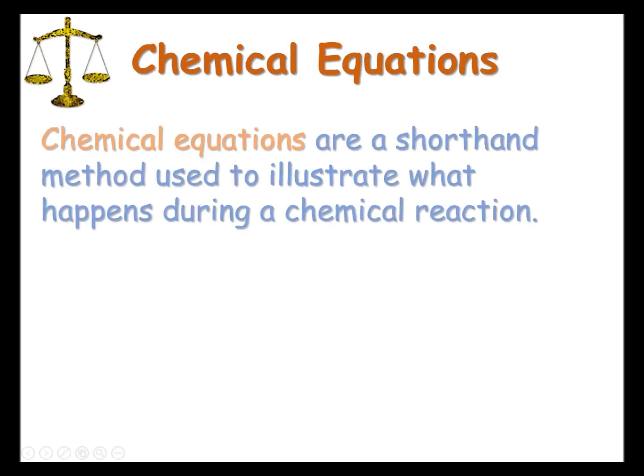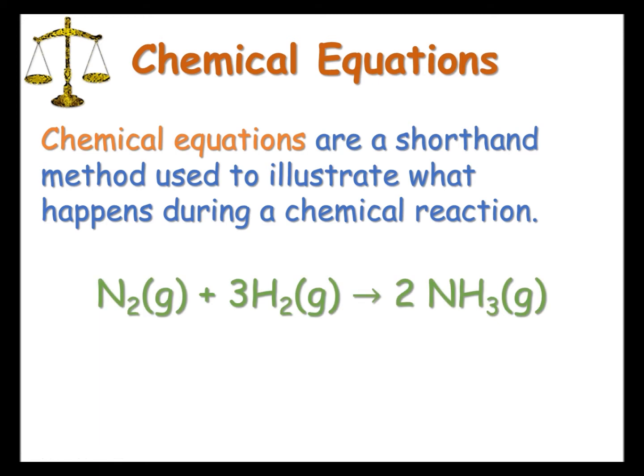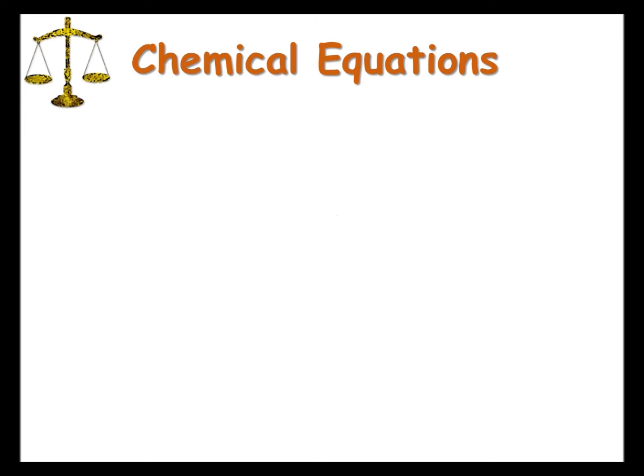Now, chemical equations. Basically, these are just a shorthand notation, a way that we can try to show what's going on in a chemical reaction. Shorthand is just an abbreviated method. Here's an example of a chemical equation. We have nitrogen gas and 3 hydrogen gas molecules. These are going to combine to form 2 ammonia gas molecules.